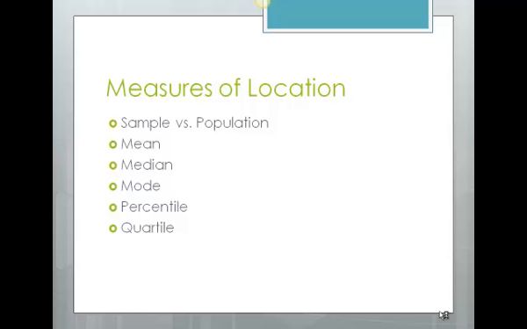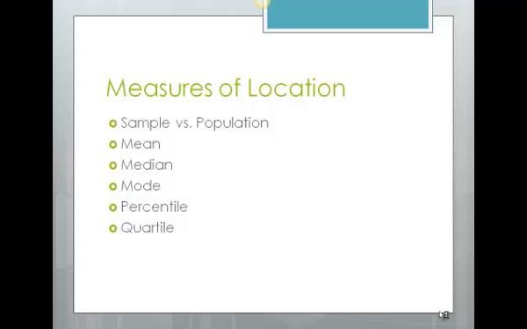Basically, it's a discussion of a measure of location within our data set. So those are things that we can point to and allow us to describe our data. Most commonly what you think of is the average, which is the mean. So we're going to discuss that.